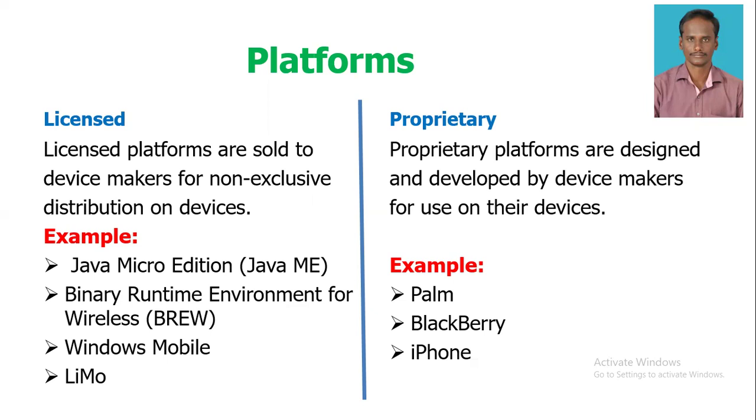And the next one is proprietary. Proprietary platforms are designed and developed by device makers for use on their devices. They are not available for use by competing device makers. And the examples for proprietary platforms are Palm, BlackBerry, and iPhone. Palm uses three different proprietary platforms.